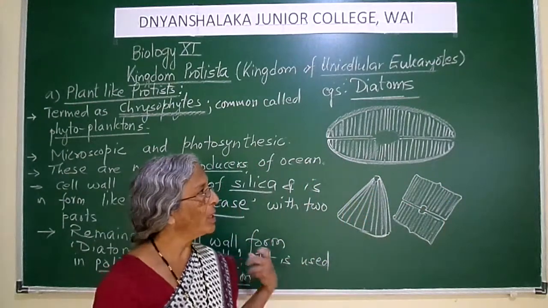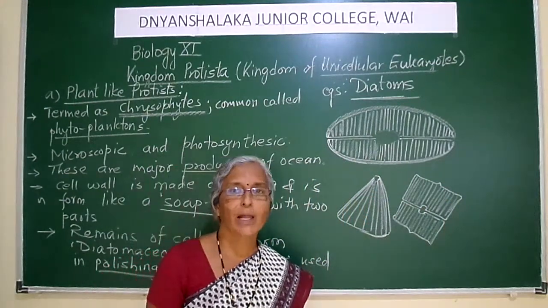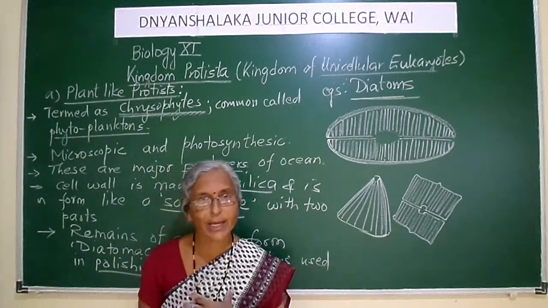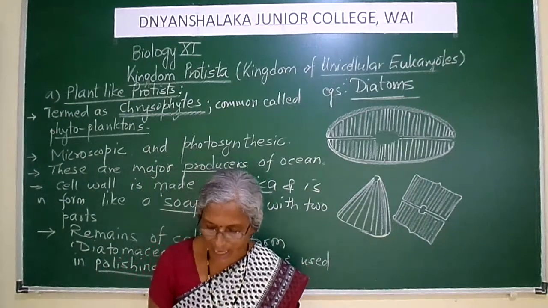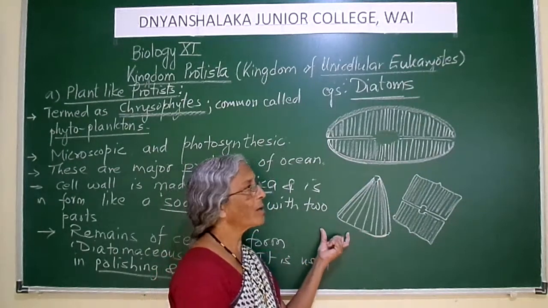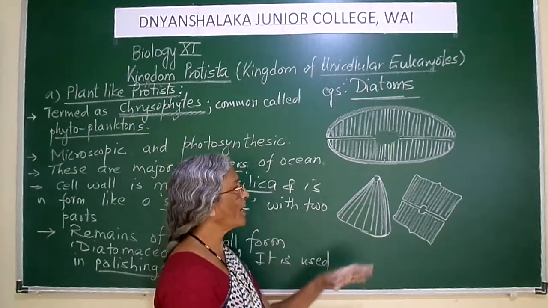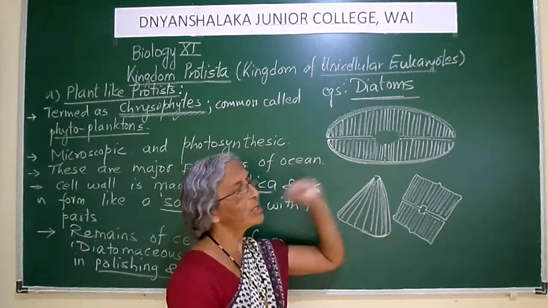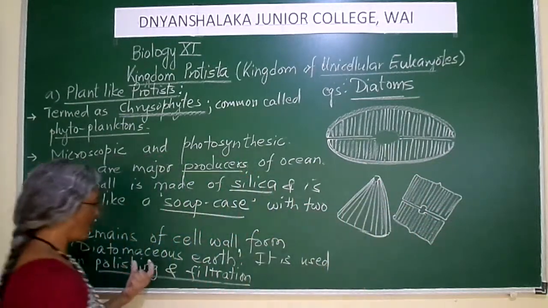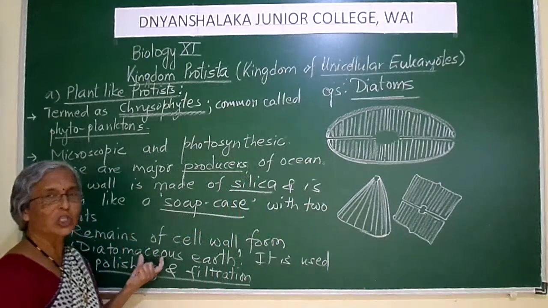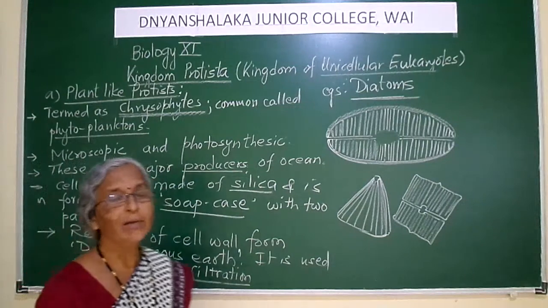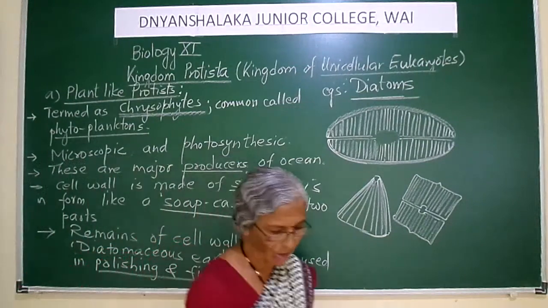Each of these diatomic cells will have the body wall, the cell wall, made up of silica in the form of two parts, and these two parts resemble a soap case. So these are the diatoms. The remains of these body walls, the cell walls, will form what is called diatomaceous earth. Being very hard, it is used in polishing and filtration. Are you getting it, students?